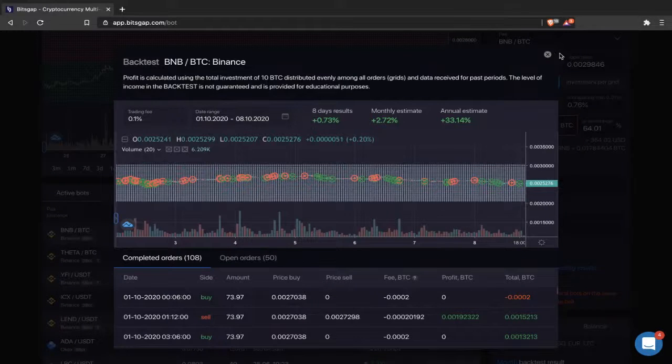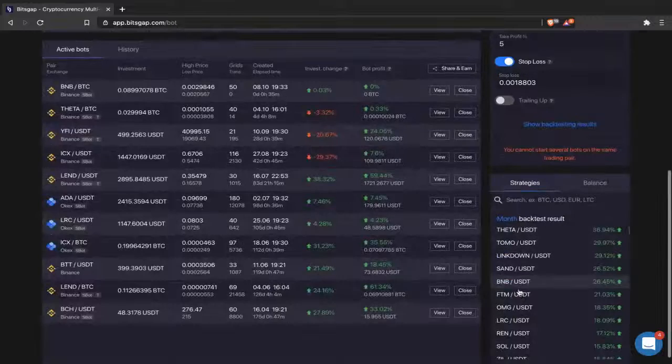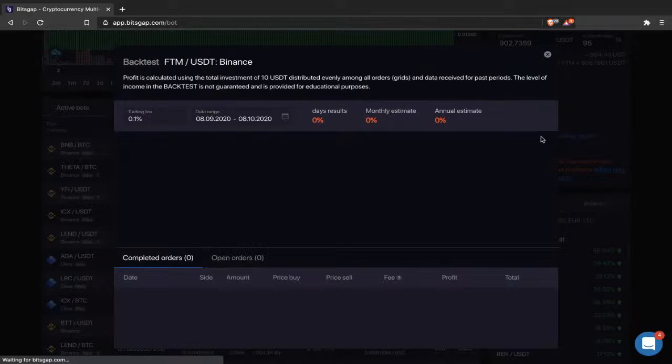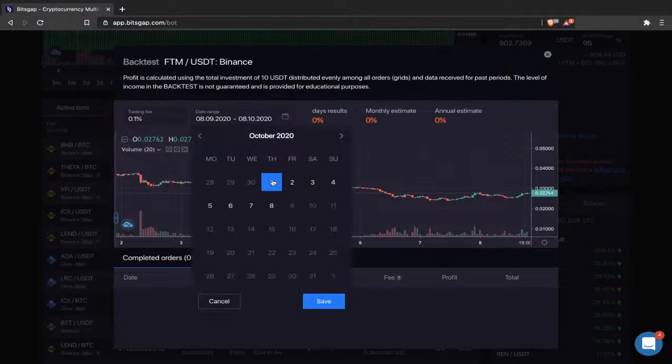Maybe BNB is not an option for us. Maybe we should look for another one. Let's say FTM trading to USDT, show backtesting, and the same period.